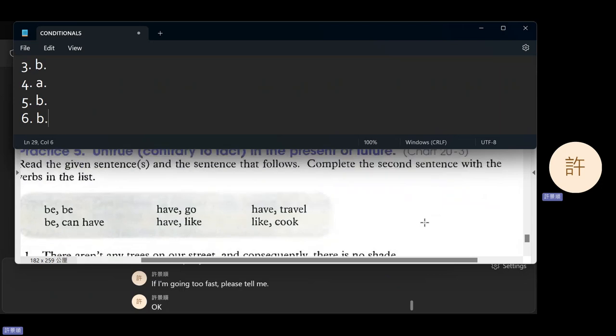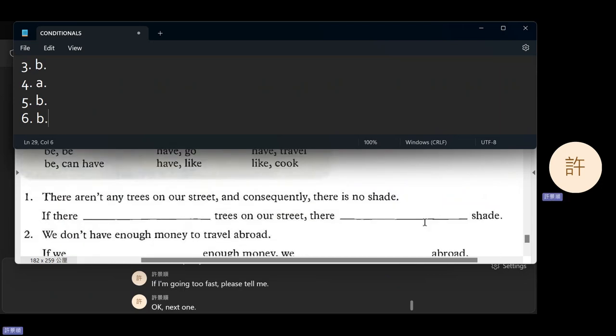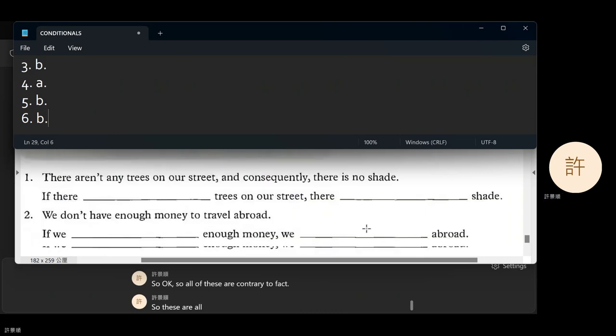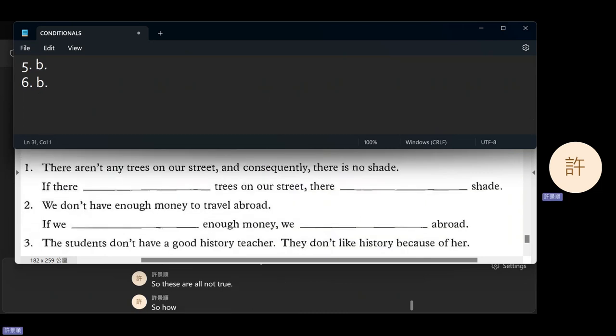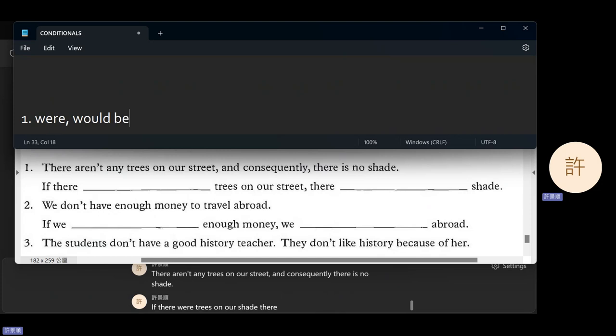Okay, next one. So all of these are contrary to fact. So these are all not true. So how do we rewrite these? Number one, there aren't any trees on our street and consequently there is no shade. If there were trees on our street, there would be shade.